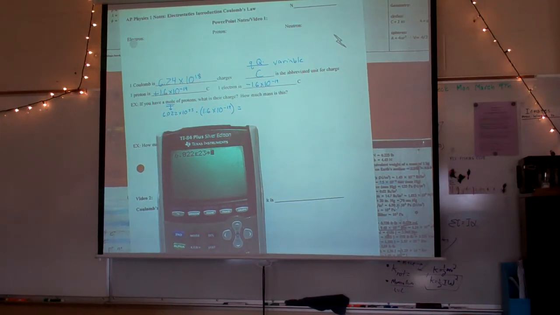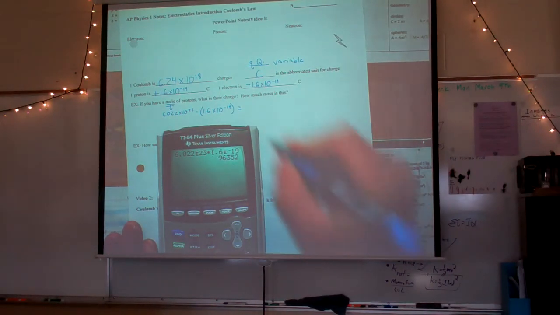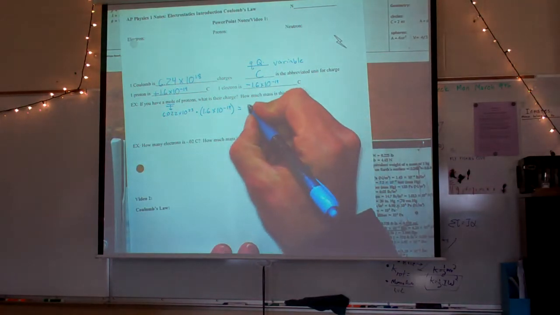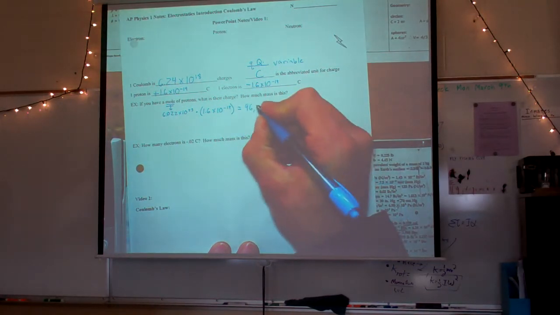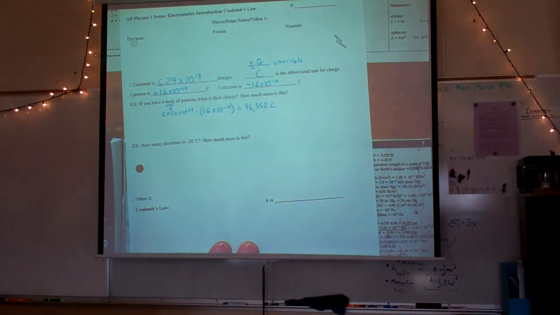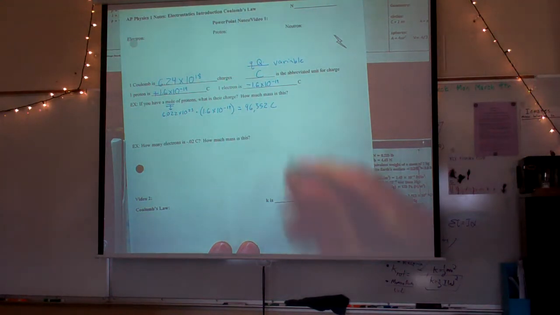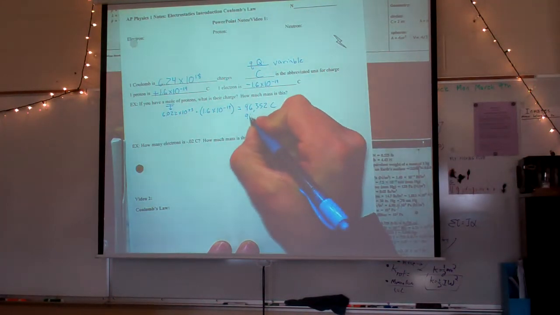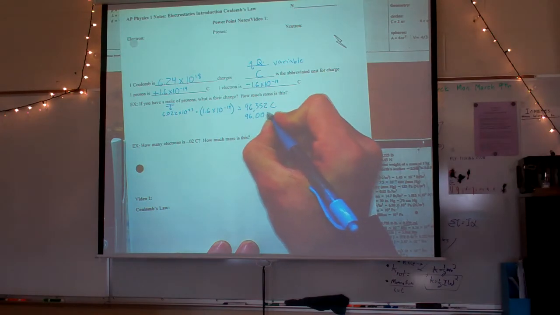Then we'll hit times. Notice we don't need parentheses when we're multiplying and dividing numbers like this if we use the E key. What key are you using? And we get 96,352 coulombs. If we round this to 2 sig figs, we get 96,000 coulombs.